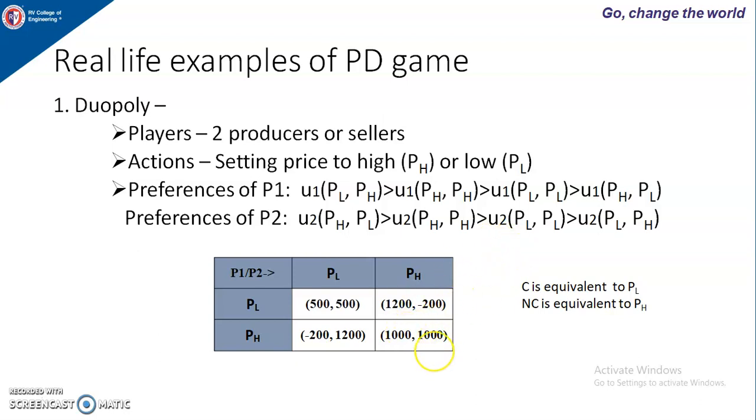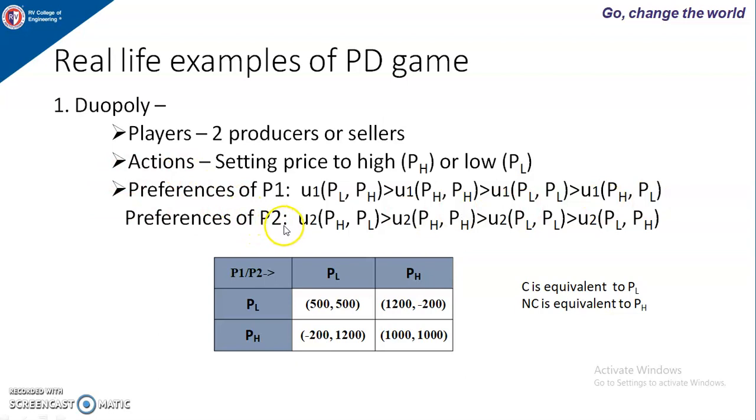And the next preferred action profile will be both of them setting the price to high, where they get equal customers and get a high profit of 1000, over both of them setting the price to low, where the customers will be divided among the two companies and they will get a low payoff of 500. The least preferred will be he sets the price too high and the other company sets the price too low, where he will get a loss of 200 and the other company will get a high profit of 1200.